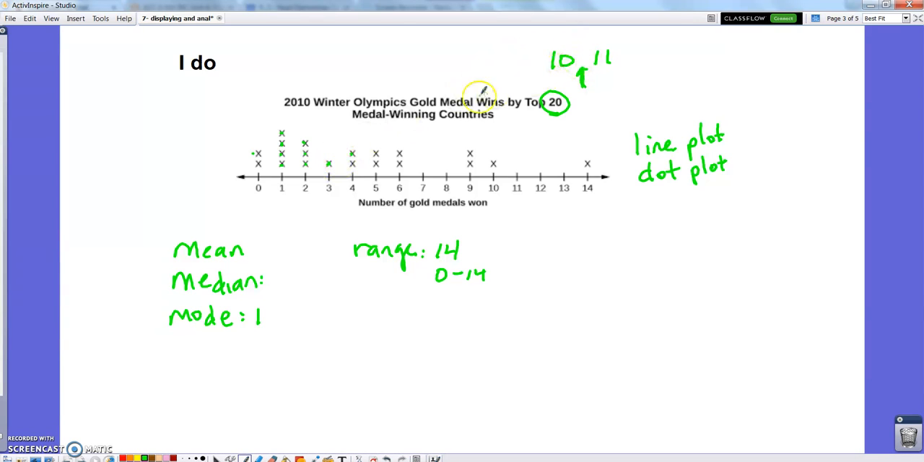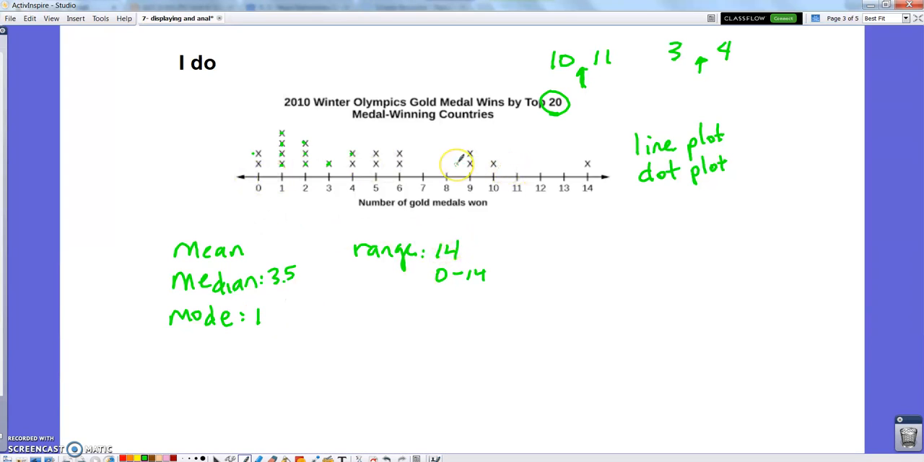So the 10th one is a 3, the 11th one is a 4, so I know the median is 3.5. So really, the median, the mode, and the range are very easy to find from a line plot. So they're a very convenient way to display your data because you can find the mean, the median, the mode, and the range very easily.